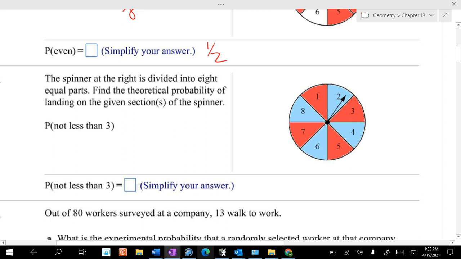What's the probability of spinning a number not less than 3? How many numbers not less than 3 are there? Is 3 not less than 3?